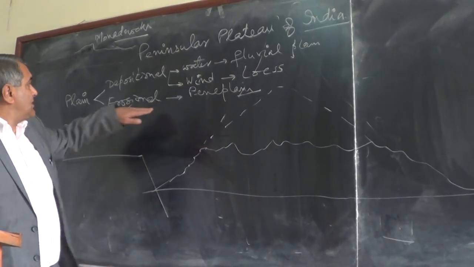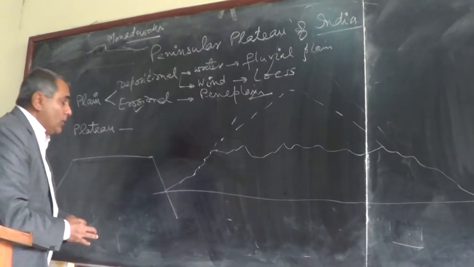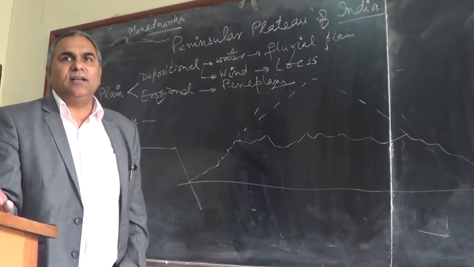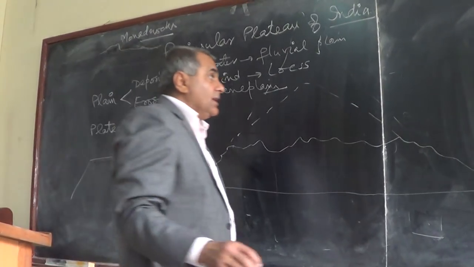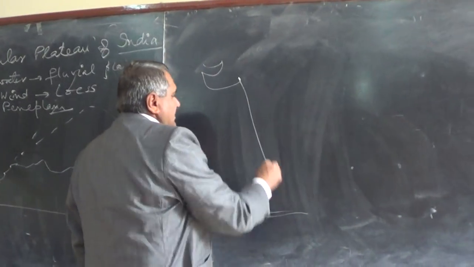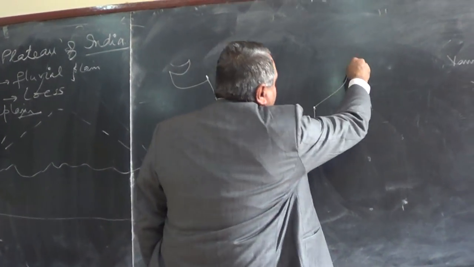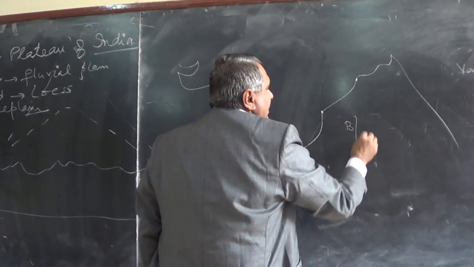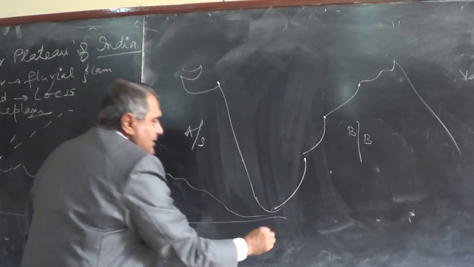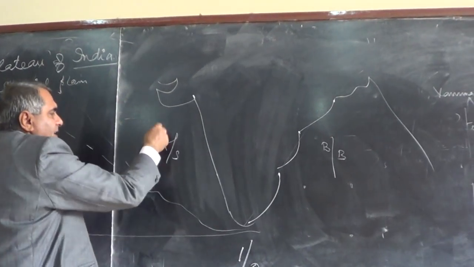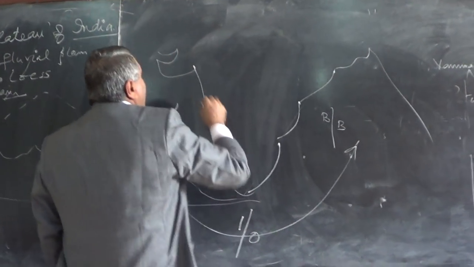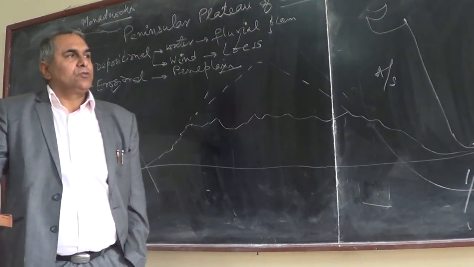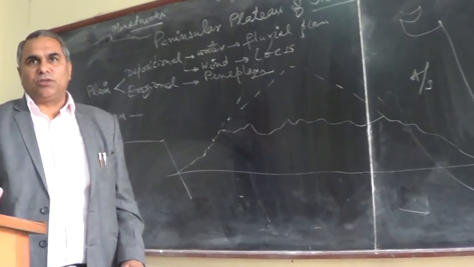So we are discussing the third, the plateau of peninsular, meaning where a landmass is encircled by water body from three sides. You can say this landmass is a triangular landmass. This is Bay of Bengal, this is Arabian Sea, this is Indian Ocean. From three sides it is encircled by water body, that's why this triangular shape is known as Peninsular Plateau. So it is a tableland encircled by water.